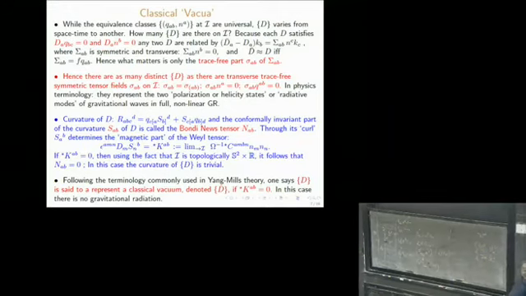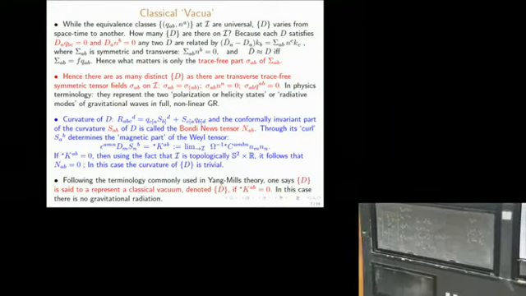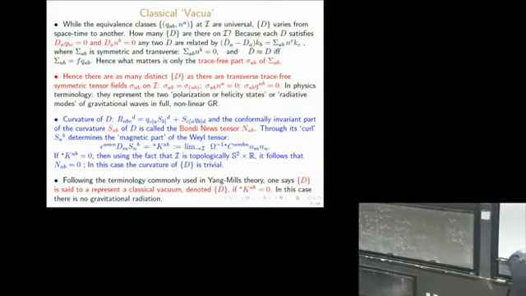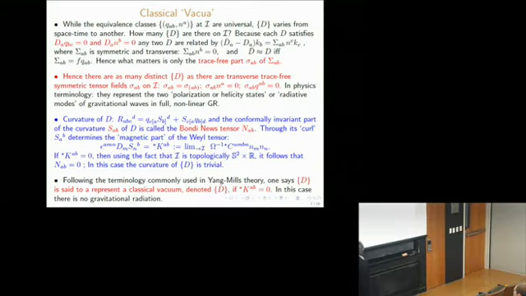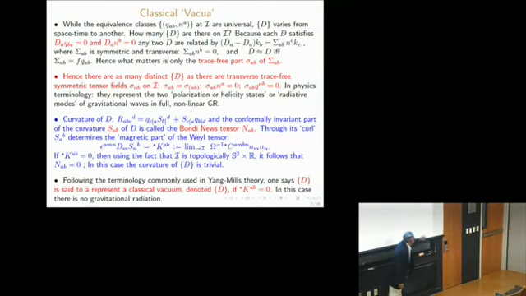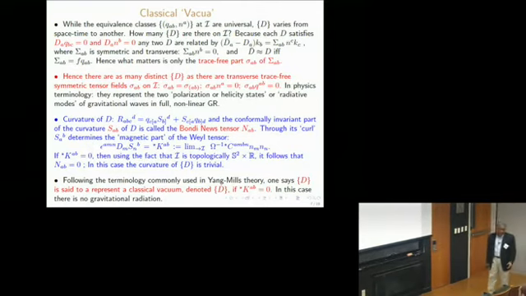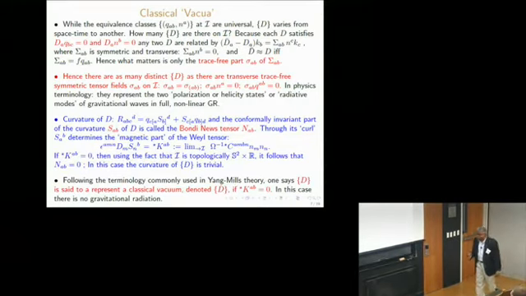If star K_AB equals 0, you can show that the news tensor must also vanish. And so we say that if in fact D is such that star K_AB vanishes, then this connection, this equivalence class of connections, is called a classical vacuum, following the terminology in Yang-Mills theory. So it is a classical vacuum if its curvature is trivial.